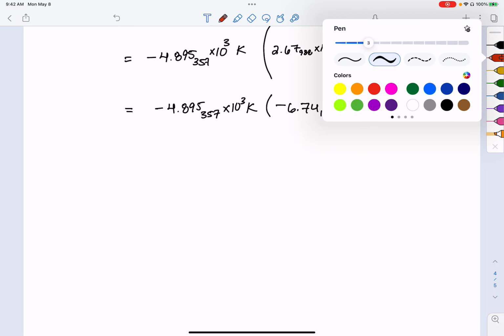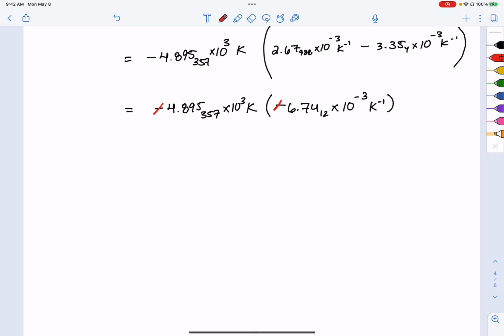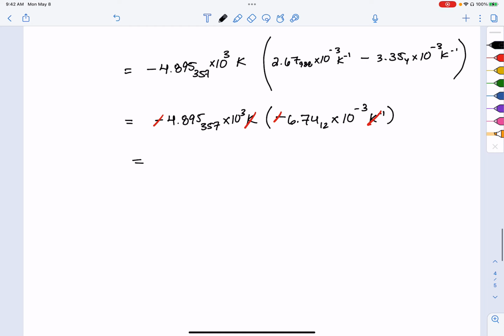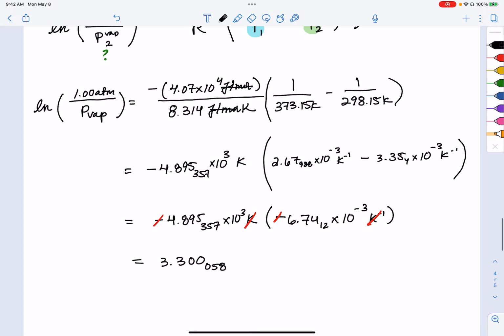All right, let's see here. I'm noticing that I've got a negative times a negative, so it's become positive. And also Kelvin and per Kelvin will cancel. So I now need to multiply this by my 4.895, 357. Okay. When I do this, I get 3.30058. Wow, all right. And that was just our right-hand side.